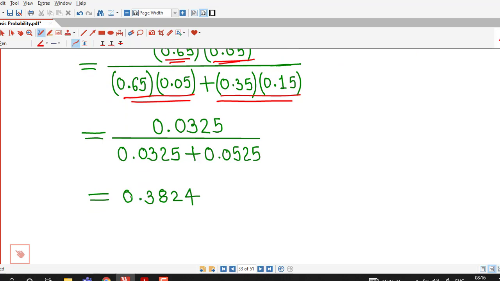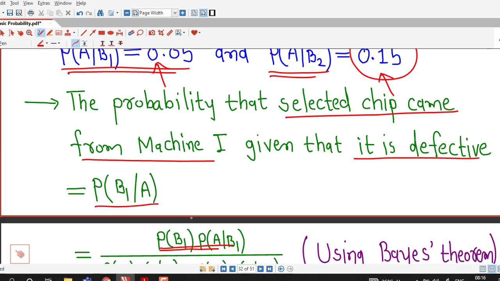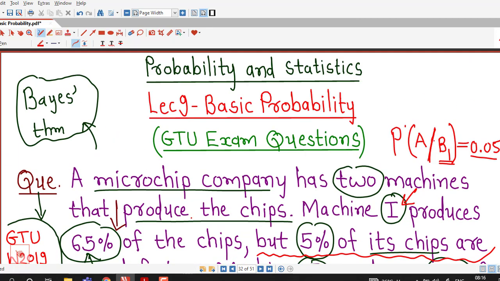After doing all these calculations we obtain the probability that if a chip is selected at random and is defective, then the chip came from machine 1 is 0.3824. In this way we can solve this type of problem using Bayes theorem.